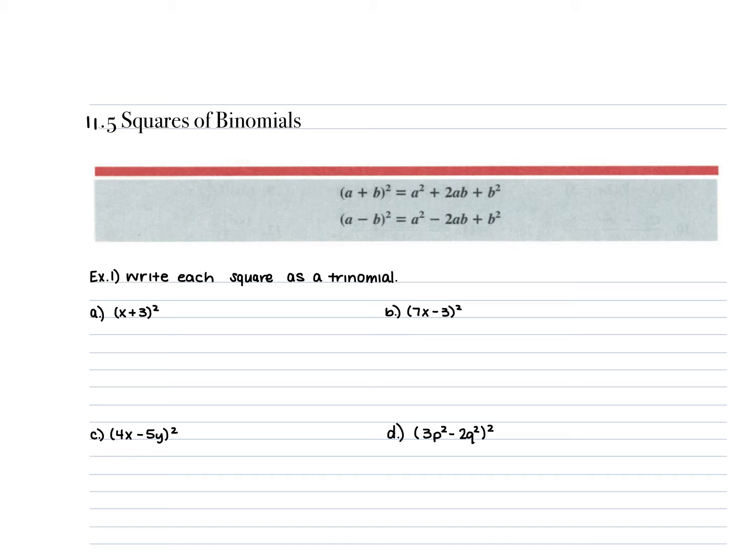If it has an addition sign between the two terms, you are going to use the formula a squared plus 2ab plus b squared. If it has subtraction between the two terms, you're going to use a squared minus 2ab plus b squared. Again, like we did in the lesson before this, your a is the first term in the binomial, your b is the second term in that binomial.